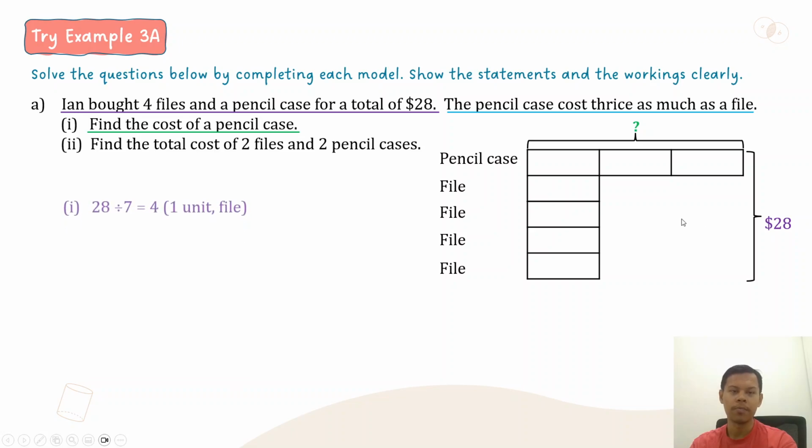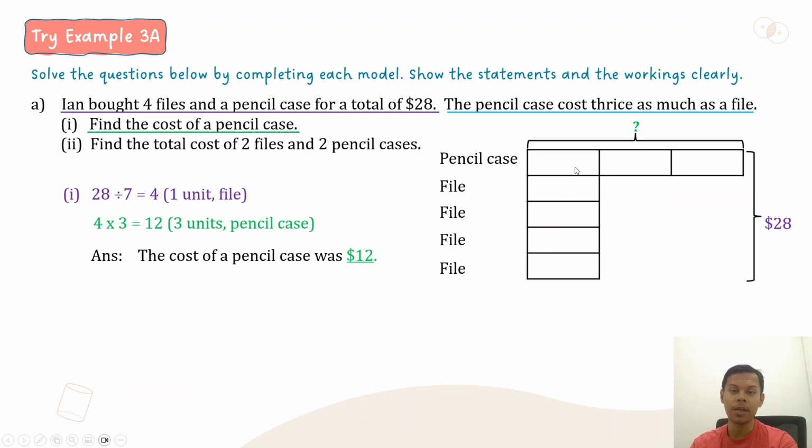So what should we do? Very good. 28 we need to divide by 7 because we have 7 equal units here, 7 equal boxes. 28 divided by 7, we are going to get $4. $4 is actually equal to 1 unit, which is for the file. But we are not looking for the file. We are looking for the pencil case. So for the pencil case, it's actually 3 units. So we need to times it by 3. So 4 times 3 is equal to 12. The cost of a pencil case was $12. That's for the first part.